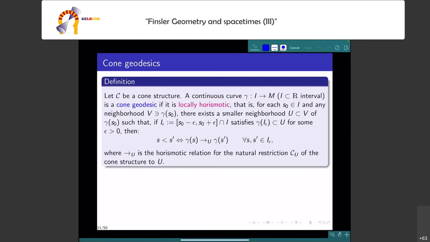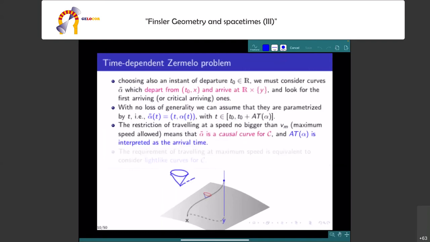Well, in order to find the solutions, now the problem is a problem of cone structures. We have a cone structure in R times S. We know that we can travel with causal curves, or light-like curves better, and we want to find the minimizing trajectory of the arrival time. So in order to find this trajectory, we have to define cone geodesics.